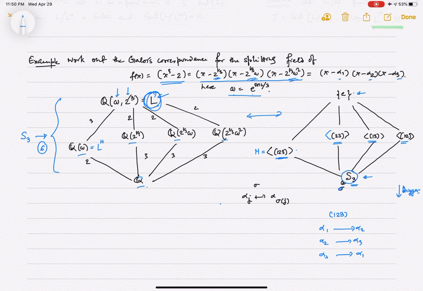Similarly, you could construct an automorphism that switches alpha 2 and alpha 3, fixes alpha 1, fixes 2 to the 1/3, but switches these two. But actually I can cheat and tell you what this automorphism is. This is just complex conjugation. So note, complex conjugation is certainly an automorphism of the complex numbers, but it fixes L because it fixes 2 to the 1/3 and takes omega to omega bar, which is omega squared. So it fixes L, and what does it do? It fixes 2 to the 1/3 and it switches these two other roots, because this is just the complex conjugate of that. So this is just complex conjugation.